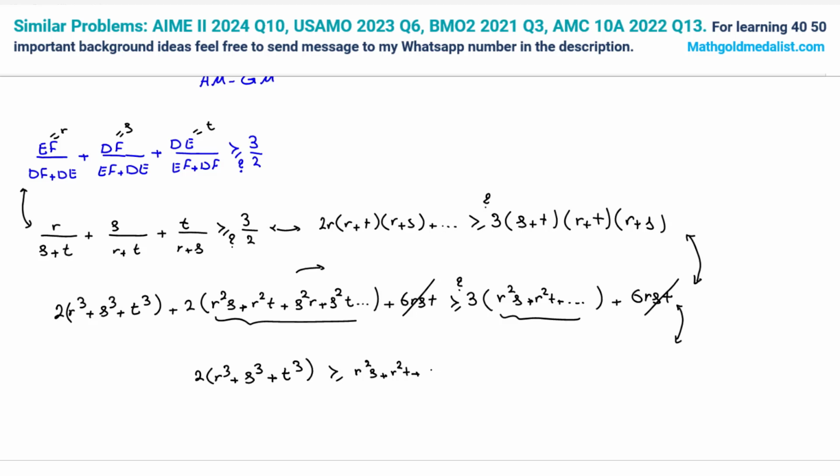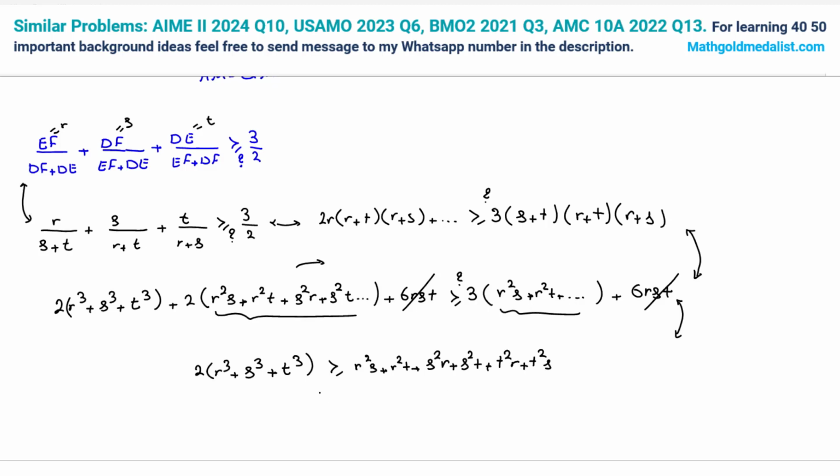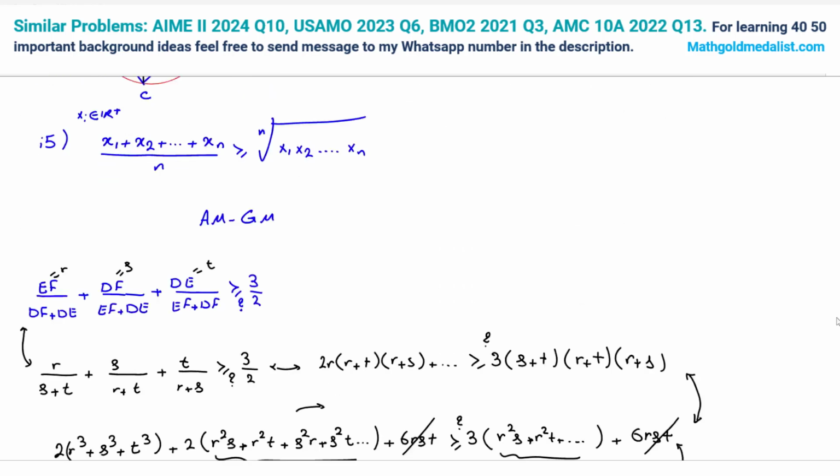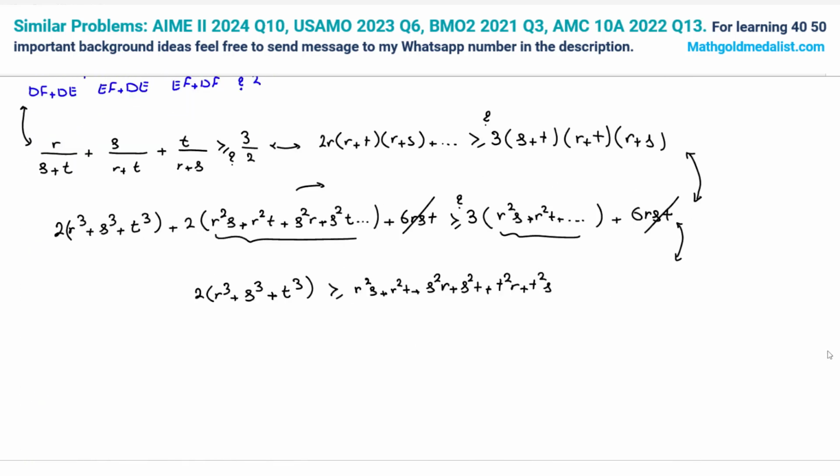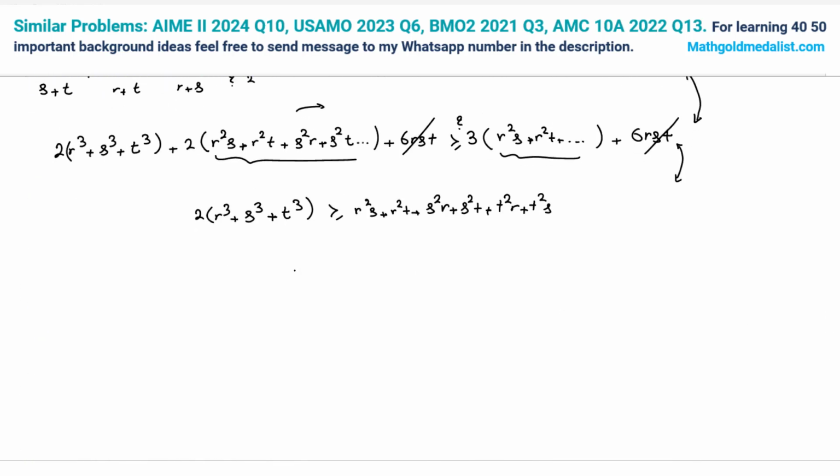Now let's write all terms. S squared r plus s squared t plus t squared r plus t squared s. Okay? Now for proving this, we should use AM-GM. For AM-GM, we can say what? R cubed plus s cubed over 3 for this one is greater than or equal to the cube root of r to the 6 s cubed, which is r squared s.